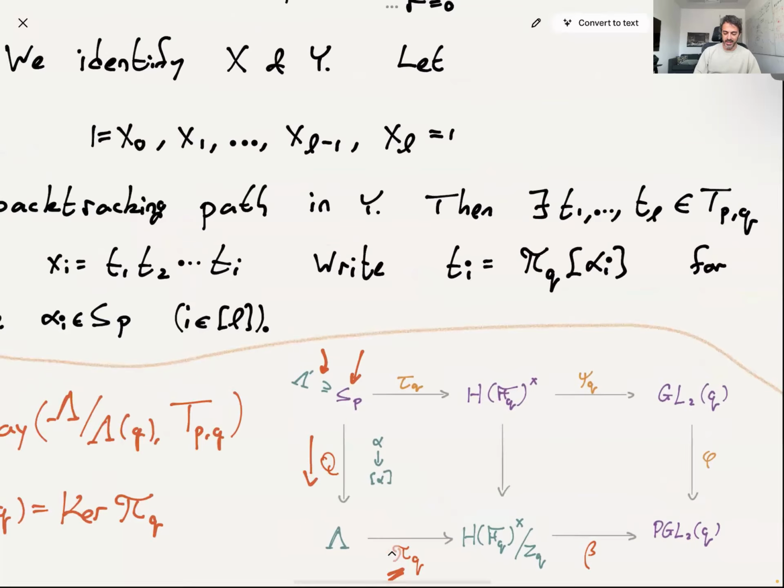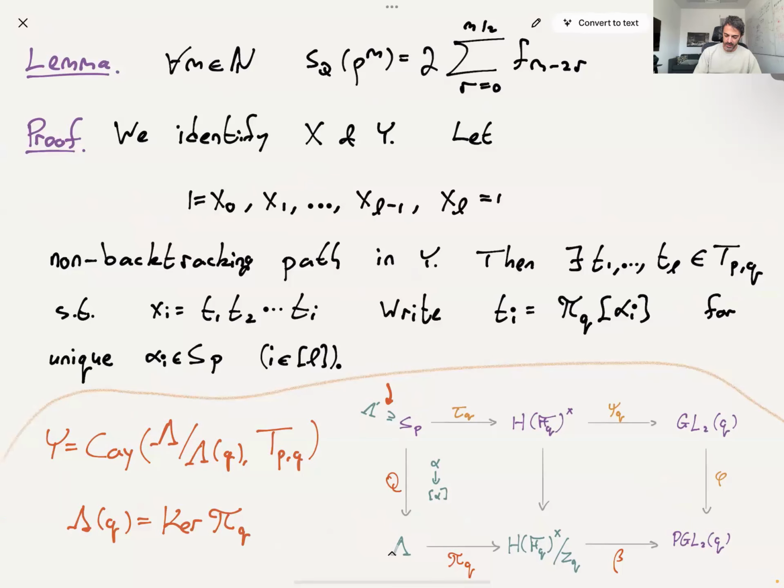So what I'm saying is that the graph Y, the way you construct it is: the generators, you're going to take S_P, apply Q to them, and then apply pi_Q to them, and that will give you T_PQ, what we call T_PQ.